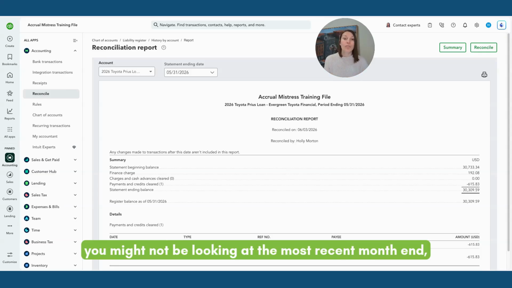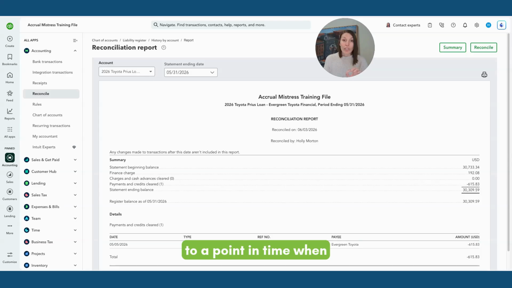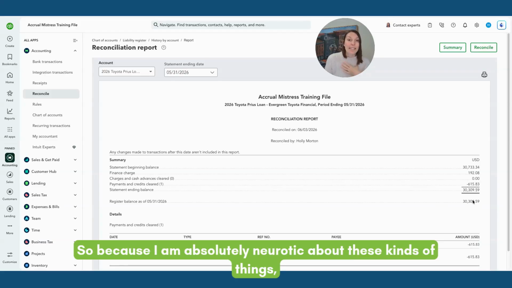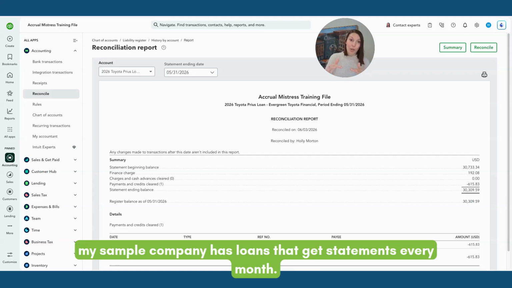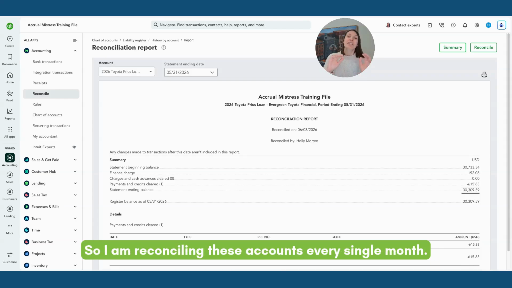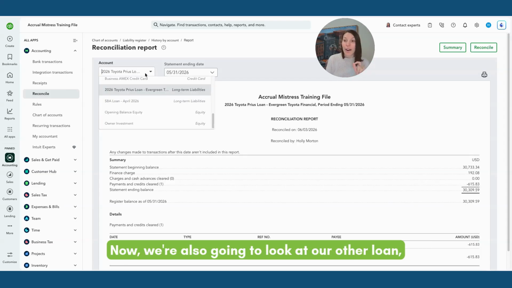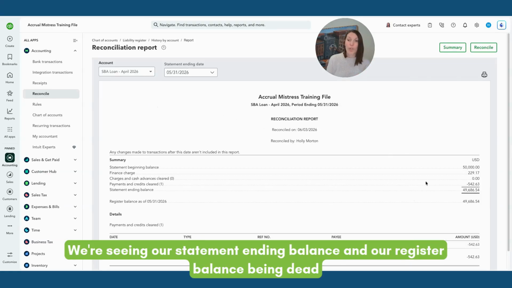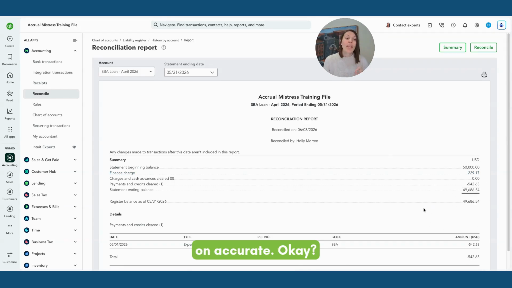So for certain kinds of loans, you might not be looking at the most recent month end, but you still want to be able to point to a point in time when your statement ending balance and your register balance lined up, okay? Because I am absolutely neurotic about these kinds of things, my sample company has loans that get statements every month. So I am reconciling these accounts every single month. Now we're also going to look at our other loan, which is our SBA loan. And once again, same thing, we're seeing our statement ending balance and our register balance being dead on accurate, okay?